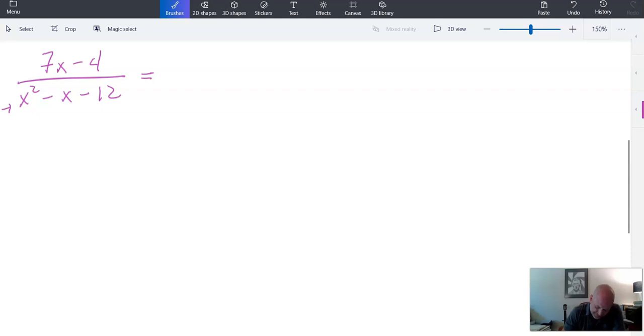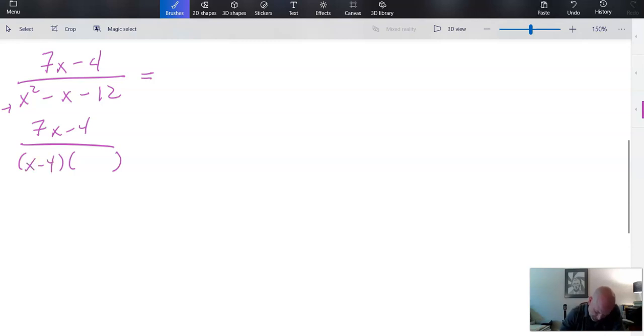Now, the first thing we're going to have to do is factor this denominator. So we can see that this is 7x minus 4 over, let's see, it'd be x minus 4, x plus 3. So what we're looking for is that one of our denominators needs to be x minus 4, and the other needs to be x plus 3, because those are our two factors. And then we're going to give an a and a b here.